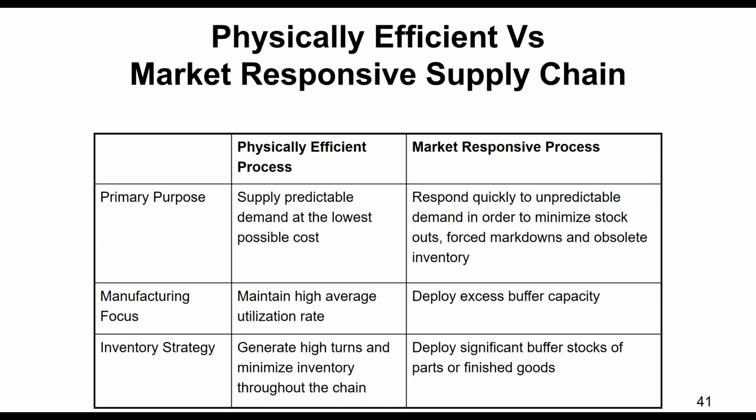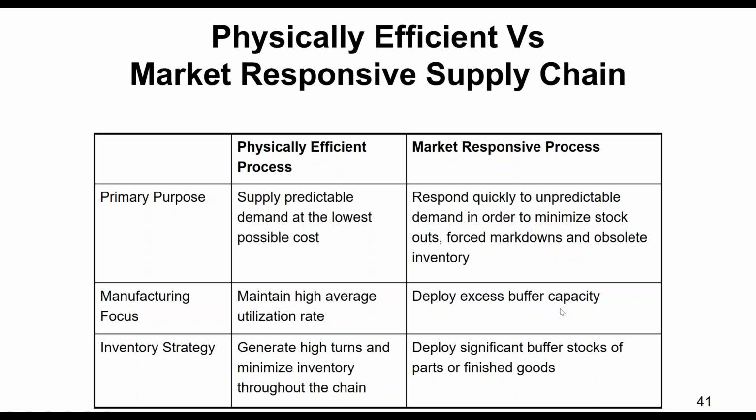Now we will talk about physically efficient versus market responsive supply chain. Now these are all types of typical supply chain strategies. Physically efficient processes: we will say that the primary purpose is to supply predictable demand at the lowest possible cost, and market responsive processes are where we are dependent on the market. The primary purpose of this kind of strategy is where it is very predictable, vis-a-vis when it is very unpredictable. Manufacturing focus: maintain high average utilization rate, and deploy excess buffer capacity.